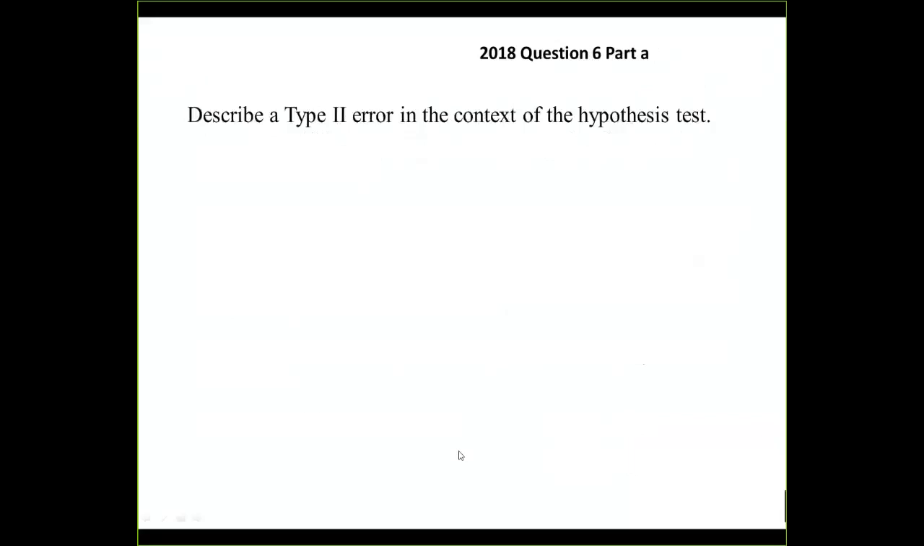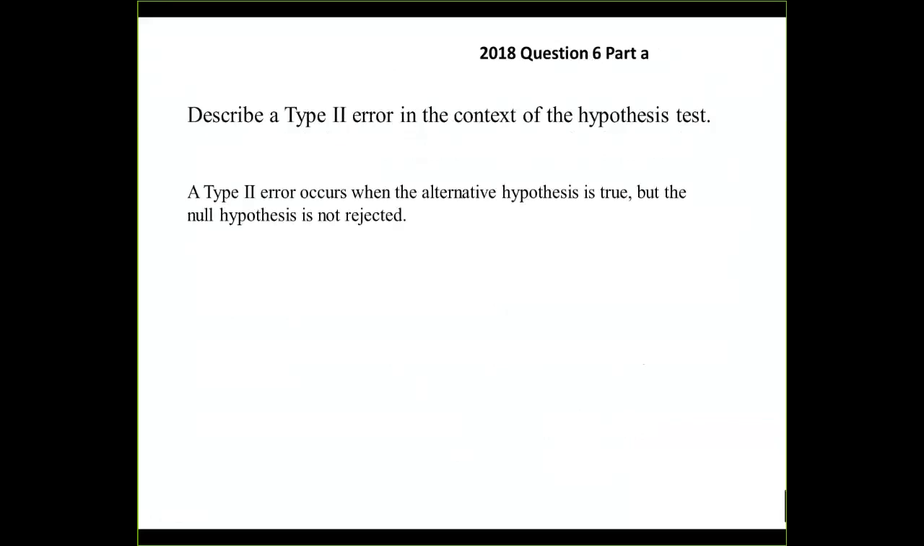Okay, there we go. The first part of the question asked you to describe a type 2 error in the context of the hypothesis test. A type 2 error occurs when the alternative hypothesis is true, but the null hypothesis is not rejected.